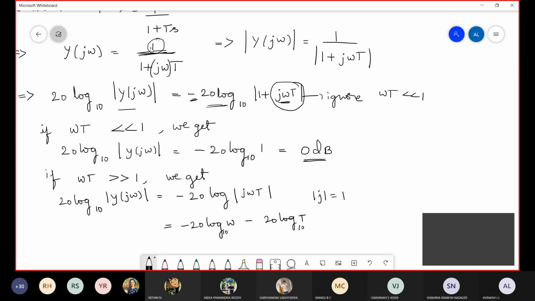If omega T is very much less than 1, which is the first criterion, we will get 0 dB. If omega T is very much greater than 1, we get minus 20 log to the base 10 of omega minus 20 log to the base 10 of T. This is what exactly we get here.